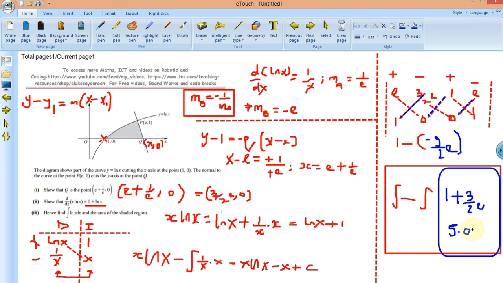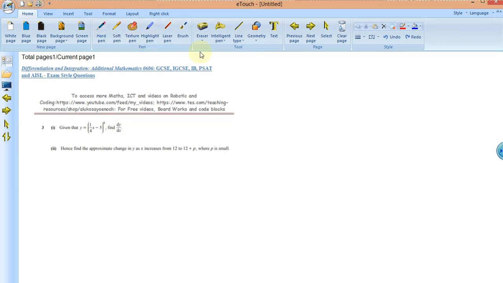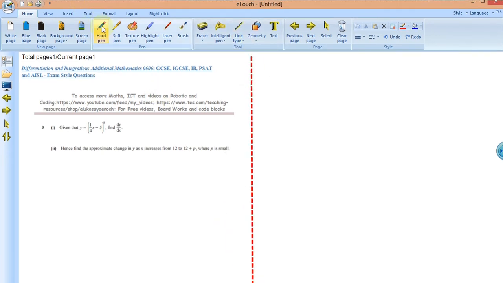So guys, this is the end of this section. So let's go to the next section. Okay, guys, let's take a look at the next question, and it reads: given that y equals 1 over 4x minus 5 all raised to the power 8, differentiate y with respect to x. Let me just go ahead and demarcate my board so that we have enough space to complete the task.